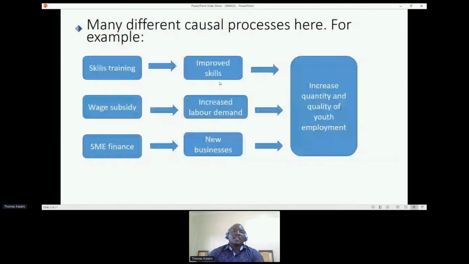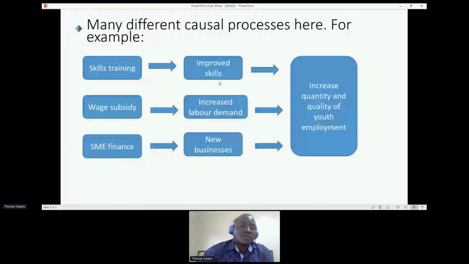So there are many causal processes that we can look at when we are coming up with this theory of change and these outcomes. One of them is the simple one that I'm just showing here. So you just have skills training. Then, of course, skills training, you anticipate it to lead to improved skills, which also leads to an increase in quantity and quality of youth employment.